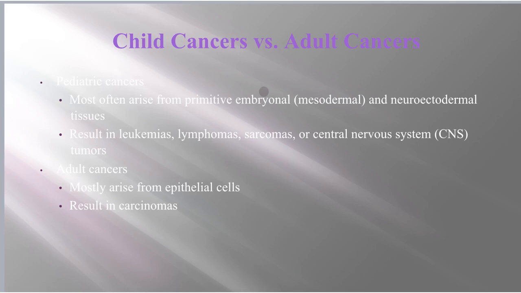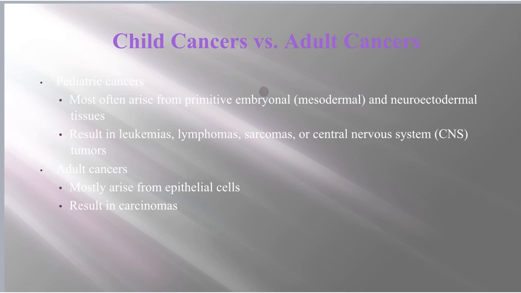Detection of childhood cancer is usually incidental or accidental. The metastasis is often present at diagnosis with childhood cancers, and childhood cancers tend to be more responsive to treatment. When we look at adult cancers, they usually affect your organs or your epithelial cells. Most common sites for adult cancers would be breast, lung, prostate, bowel, and bladder.